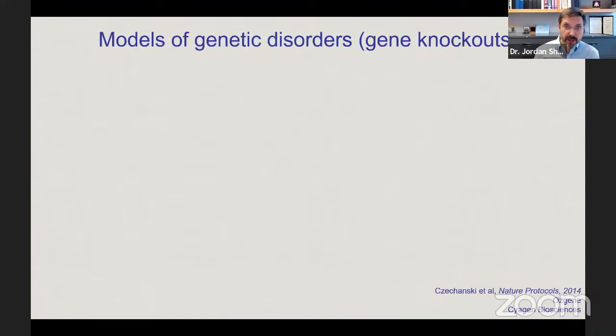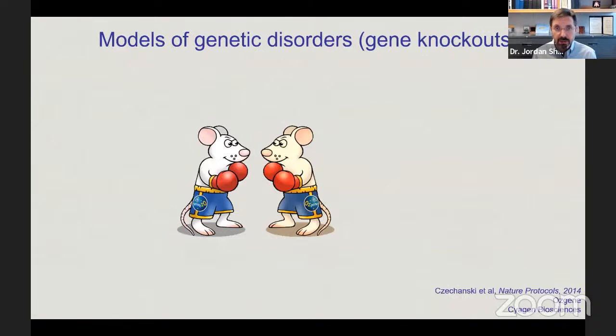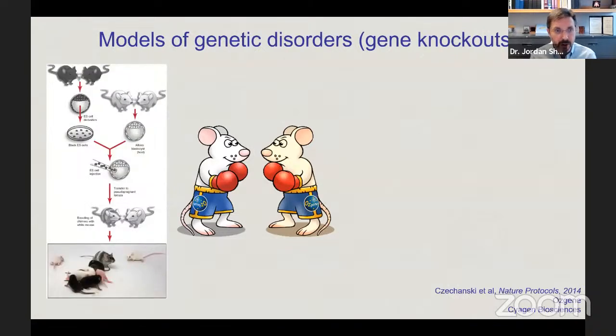So I'll come back to explain those in a little bit, but let's talk about modeling genetic disorders and what I mentioned to you, gene knockouts. These first came in mice, and they were pretty difficult to make. This is in the late 80s, early 90s. What one does is take embryonic stem cells, which come from an embryo, and culture them. And in culture, you can then target the gene of interest to knock it out.